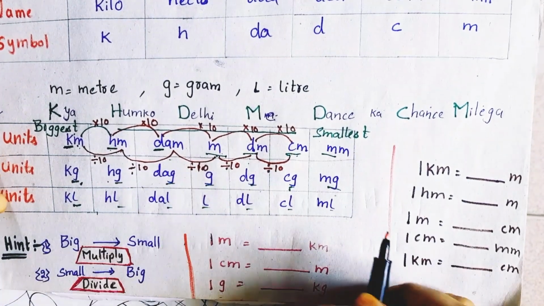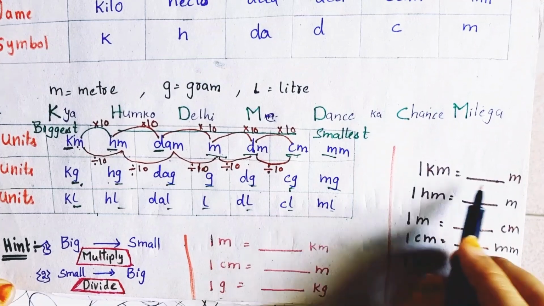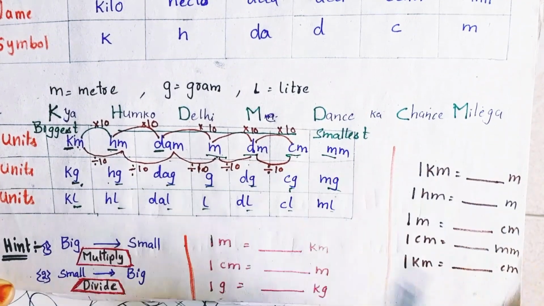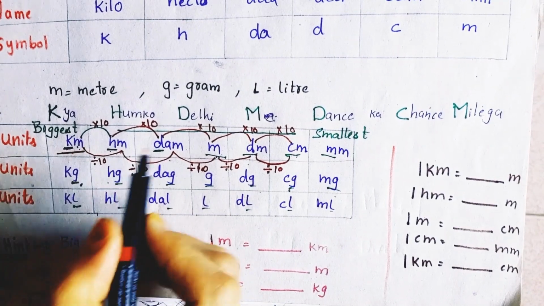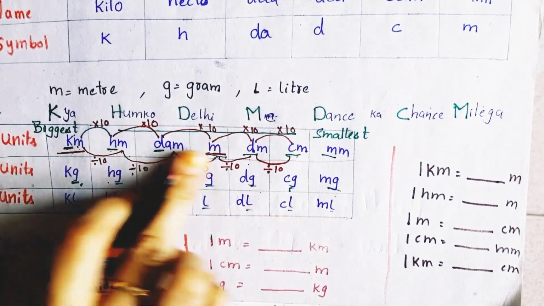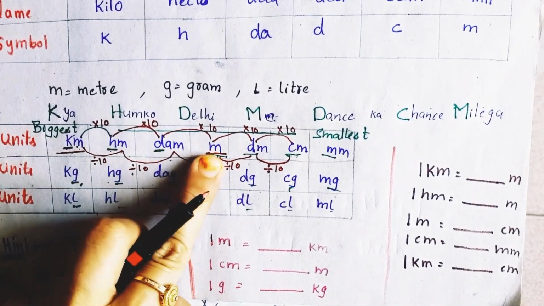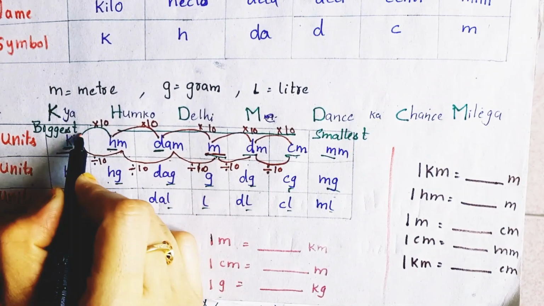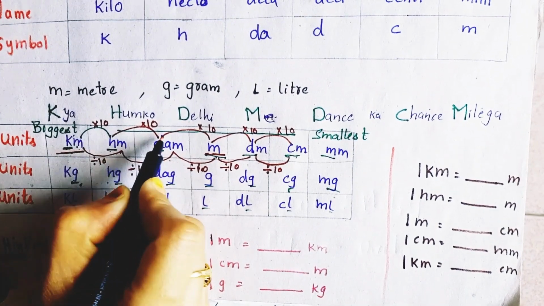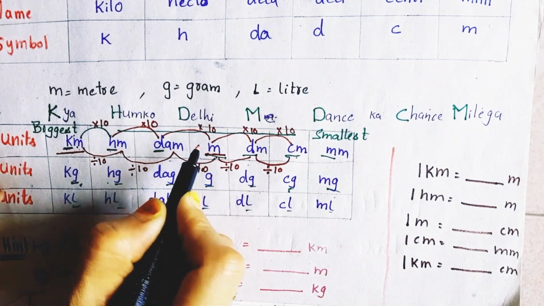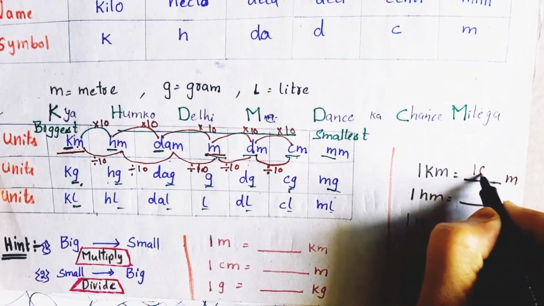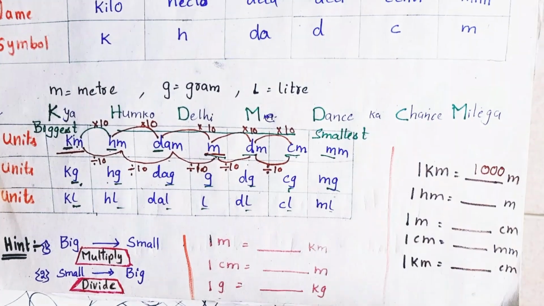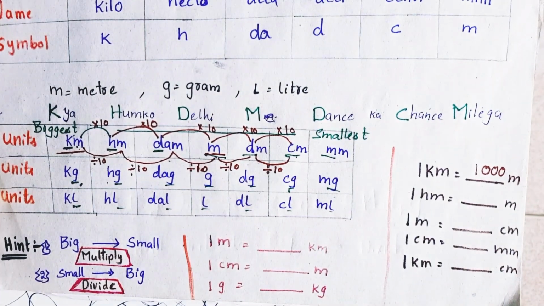Let's see some examples. If the question is what is 1 kilometer in meters? Look at the table. Kilometer is here and the meter is here. What I have told you, if you have to move from big to small, then you have to multiply. See 1, 2, 3. I am moving 3 steps forwards. So what I have to do? I have to put 3 zeros after 1. That is 1 kilometer equal to 1000 meters.